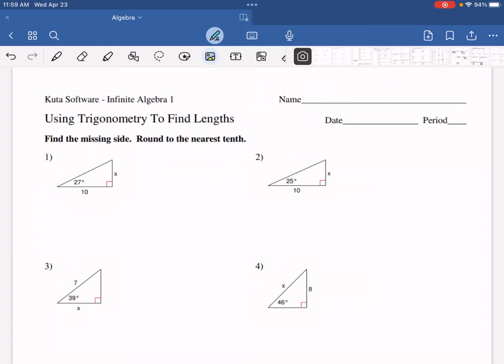Okay guys, so I'm going to go over some of the problems that way you can finish the worksheet and do a Delta Math assignment. Okay, so don't forget we are working with trig functions. So that means in your calculator, you have to set it to mode.